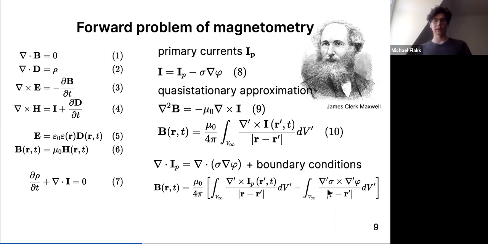So in order to find the magnetic field, we need to solve this equation, knowing the distribution of primary sources, so I_P, with some boundary conditions. And from there, we need to find the potential phi. And finally, plug in this phi and the primary currents into this integral form to obtain the magnetic field. And it is customary to be interested in the distribution of those primary sources.